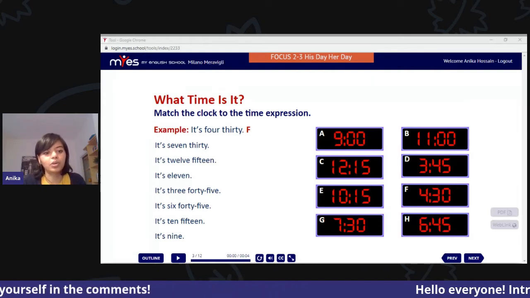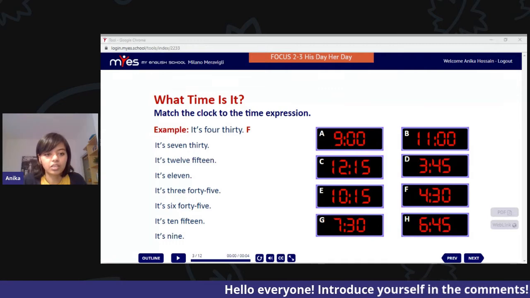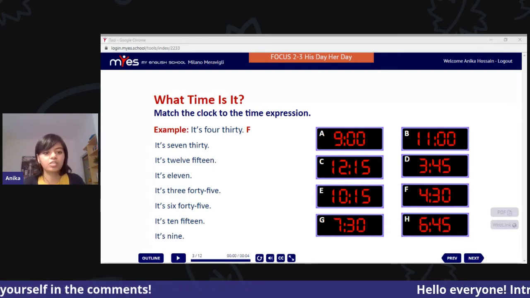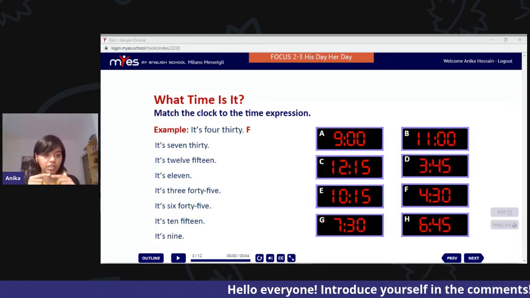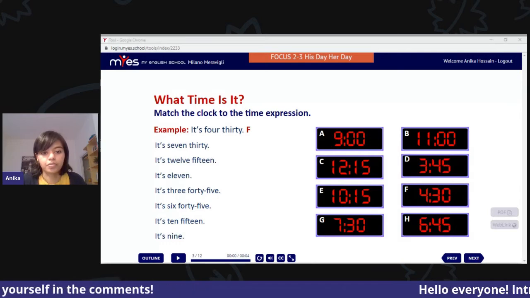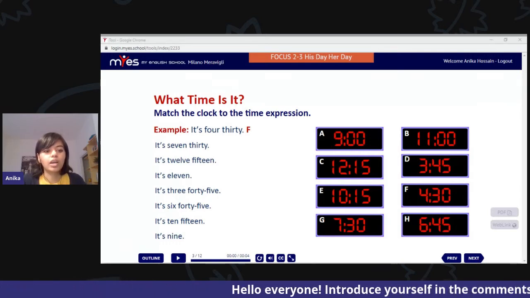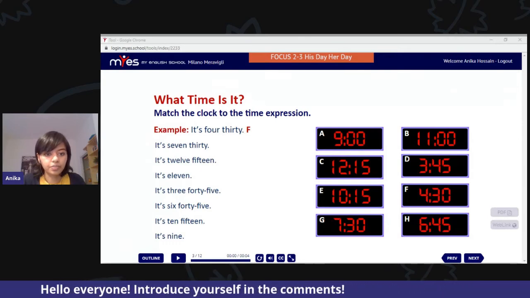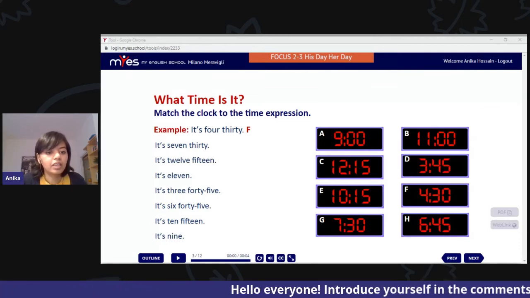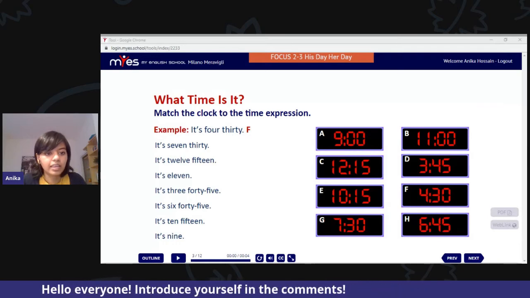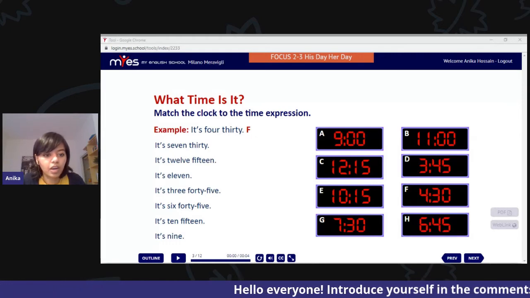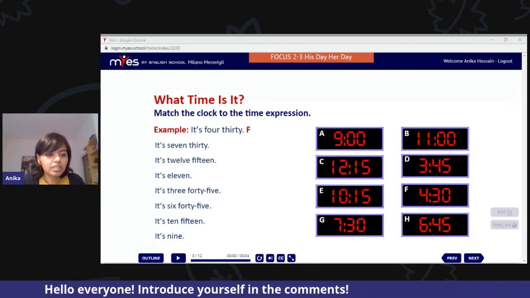Okay, so let's talk about time. It's very important. We are going to match the clock to the time expression. On the right, you have some digital clocks. On the left, you have some expressions. You have to match them together. Example: it's 4:30 is F. Okay, let's try the other one. It's 7:30. Which one is it? A, B, C, D, E. Then you have it's 12:15, it's 11, it's 3:45, it's 6:45, it's 10:15, it's 9.